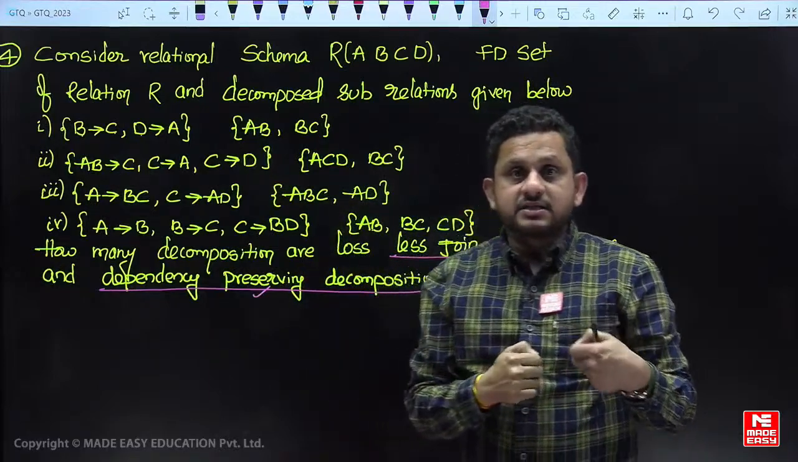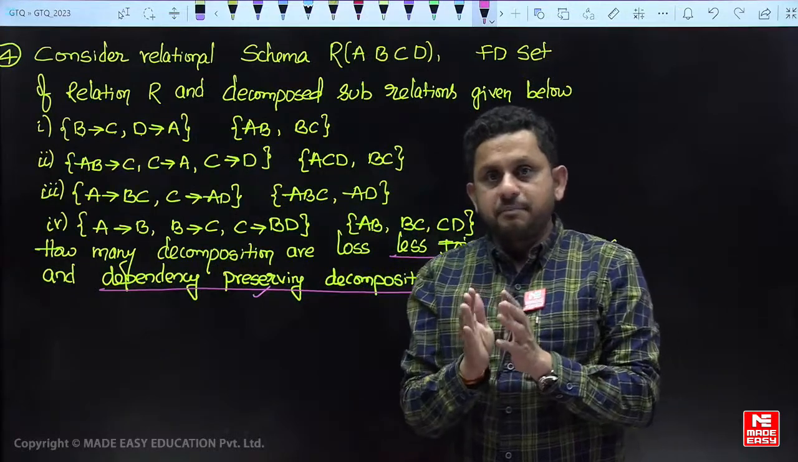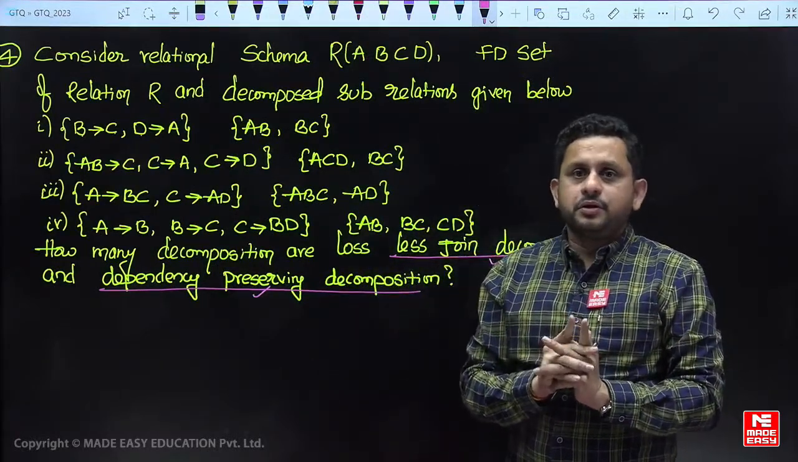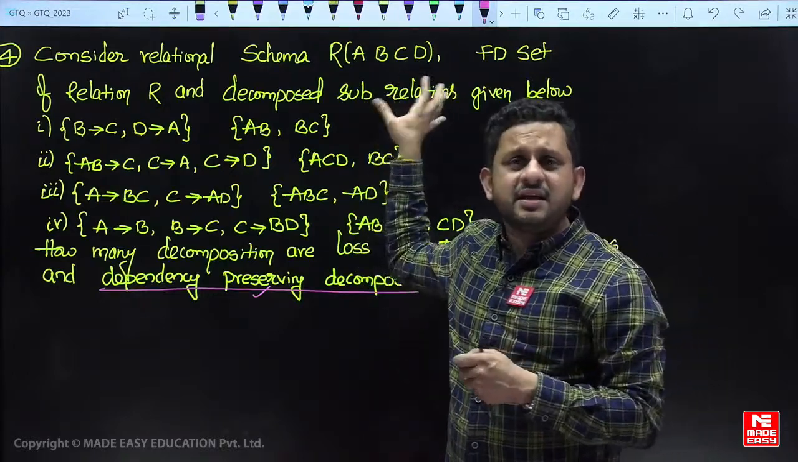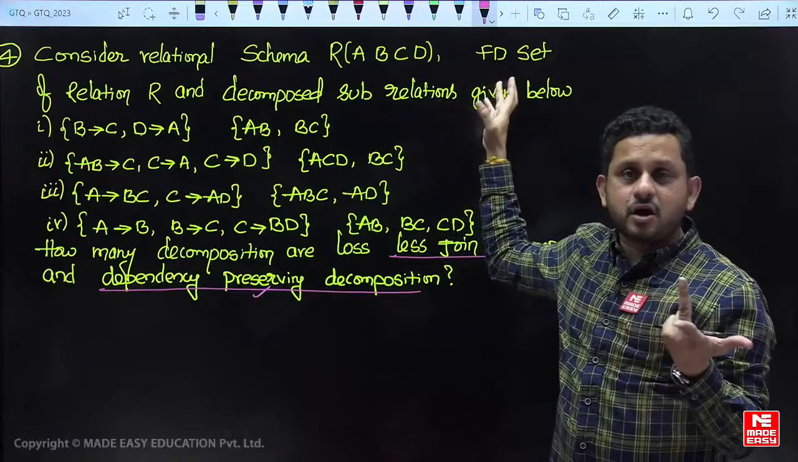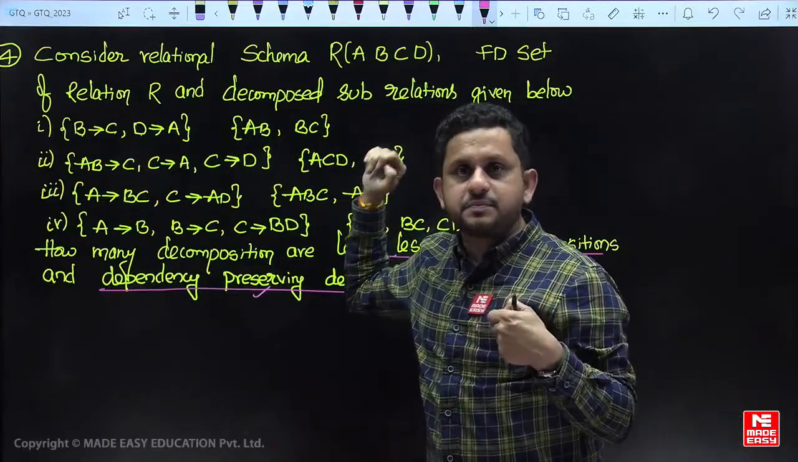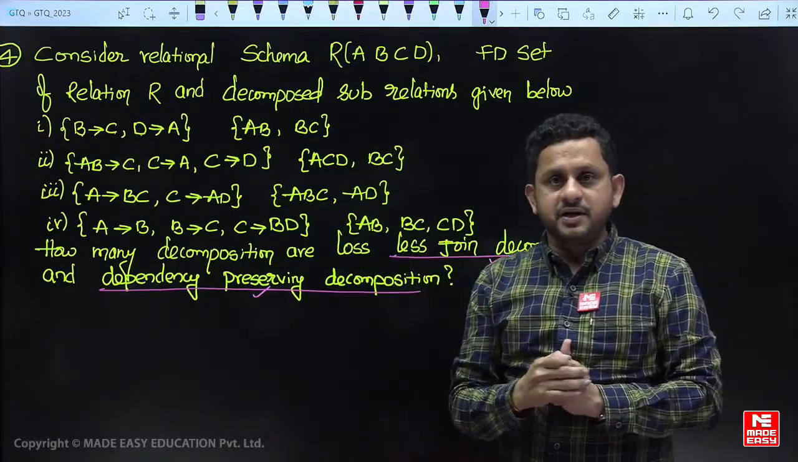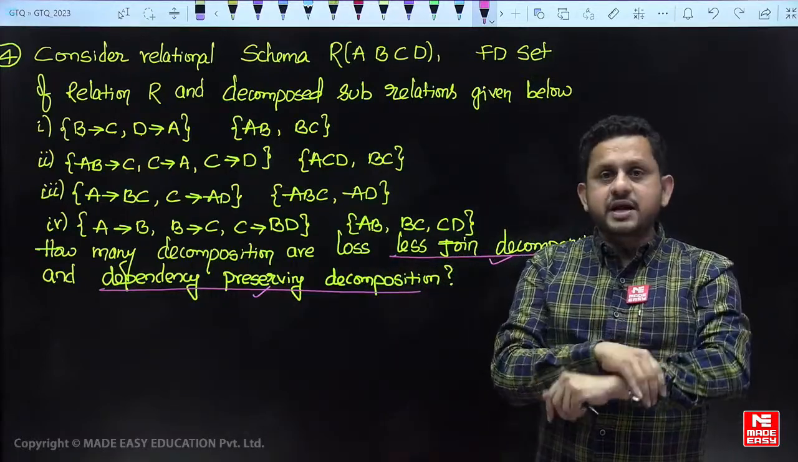These days, after introducing multiple selection questions, the paper is becoming a little lengthier. Don't think this is a lengthy question, because it's a simple two subrelation case. It is not difficult to find lossless join and not difficult to find dependency preservation, but still some of the questions can be expected to be a little lengthier. So take 2 minutes and finish it.